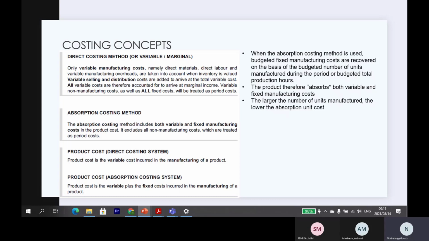We've spoken about that. And the one with the largest number of units, under the traditional method, we find that the one with the largest volumes, the largest number being produced, takes most of the cost. So they say that it takes the lower absorption unit because the denominator would be large, right? This is just pure maths.